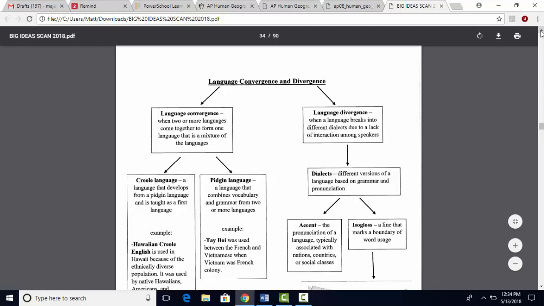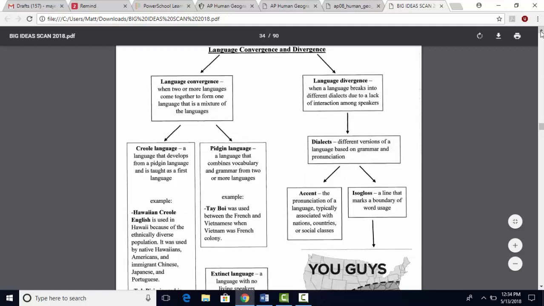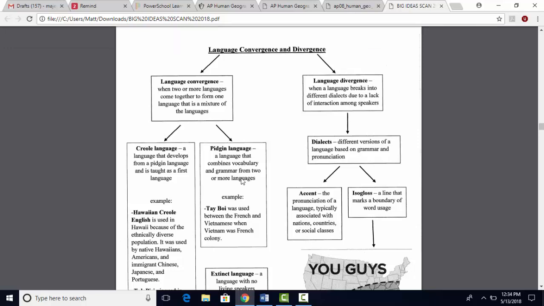There's the Creolized language. Remember, that's a language that develops from a pidgin and is taught as a first language. So remember, a pidgin, I guess we should start there, is a language that combines the vocabulary and grammar from two or more languages so that when people get together to communicate, they have a language they can communicate in. The moment they leave one another, they go back to speaking their native tongue. So pidgin is only used during that interaction, and it's not a formal language. It's a mix of the two. It's usually a crude version that allows people to get by.